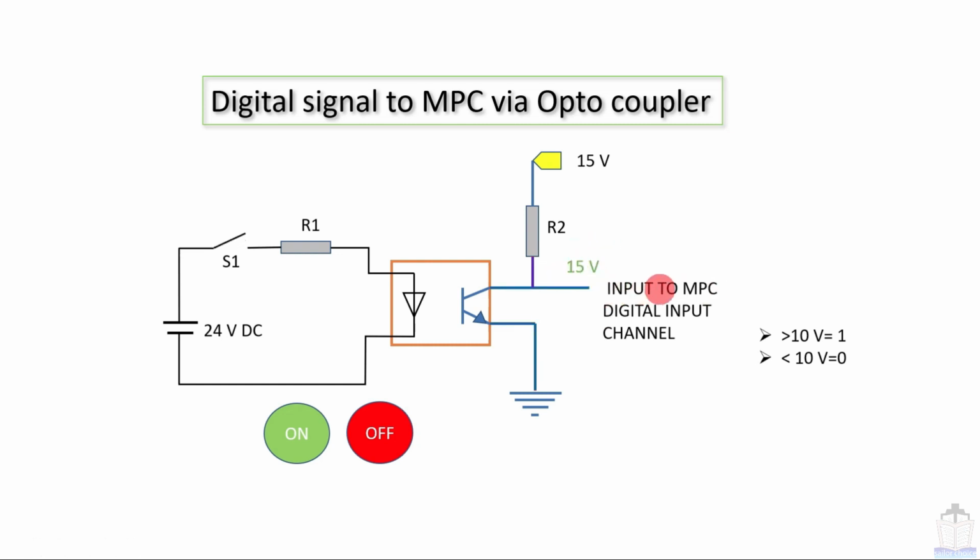Now the input terminal of the MPC will sense 1. So this is how the digital signal works with the help of galvanic isolation. So here there is a galvanic isolation. Now we are moving to see the same basic circuit in respect of the analog signal.